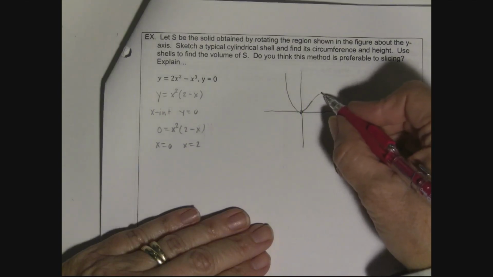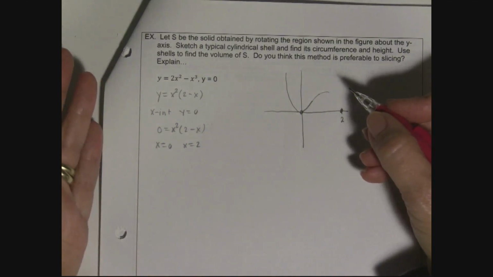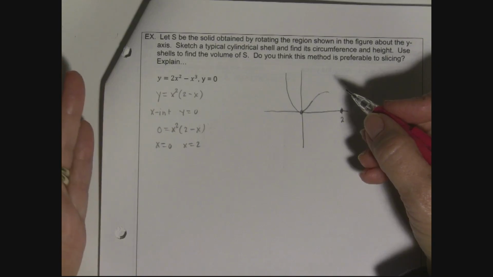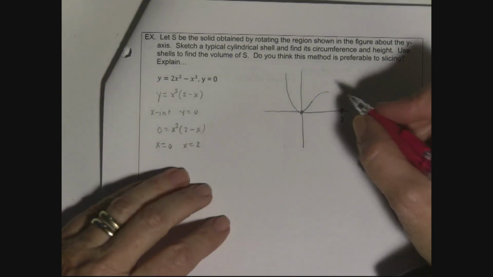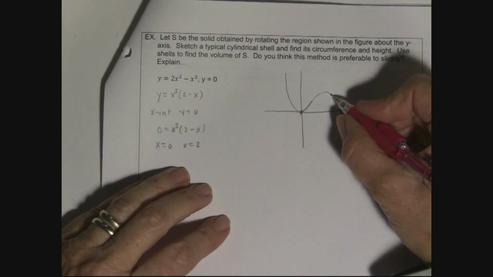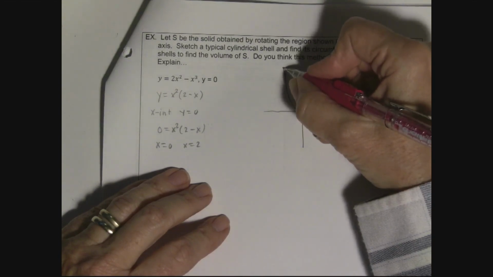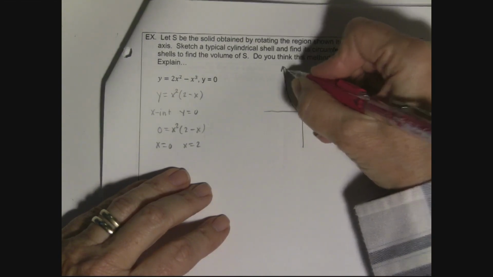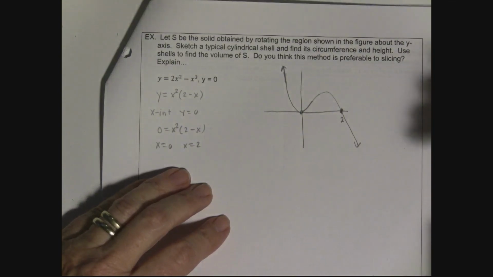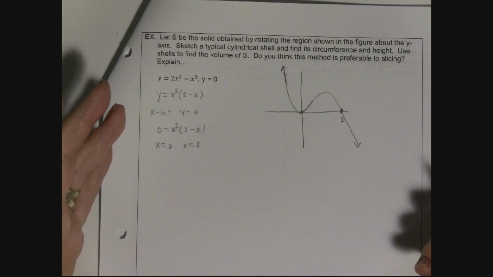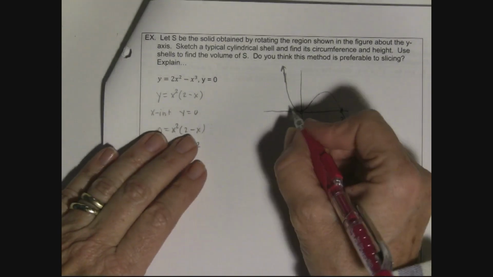And it's going to turn somewhere, and I don't know where, but I could use calculus to find where because that's what we did in chapter 3, but I don't care where. But I do know that it's going to smoothly turn and go back down through 2. Okay. And so this is what it looks like. And then we also have y equals 0, which is the x-axis right here.